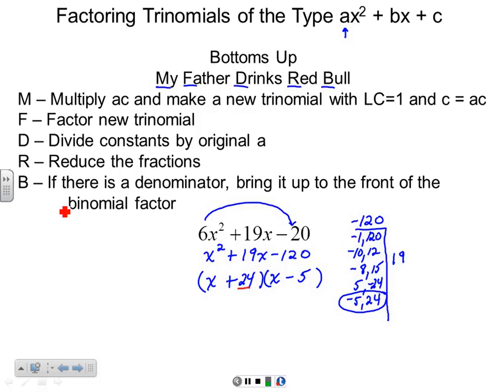So we're going to divide 24 and 5 by our original number that we multiplied in. We multiplied 6 in, so we need to turn around and divide 6 back out to balance things back up. And then R stands to reduce our fractions. So we're going to reduce 24 over 6 to 4. And 5 over 6 will not reduce, and that's okay, because our very last step is, if you have a fraction that won't reduce to a whole number, then you're going to bring the bottom up. So for example, in the first group you have x plus 4, but in the second group we're going to bring the 6 up, so we'll have 6x minus 5, and that is your answer.